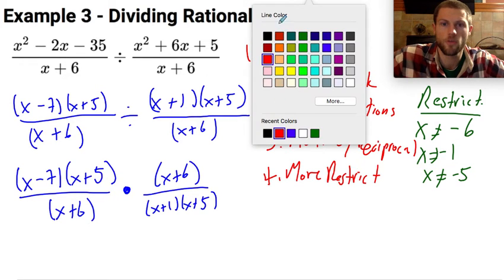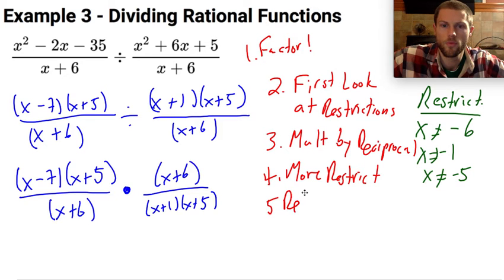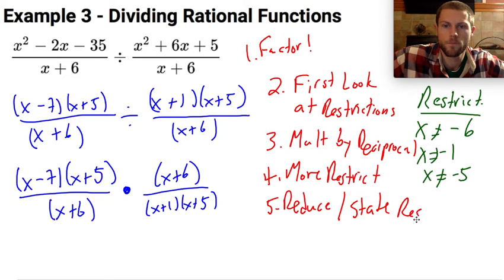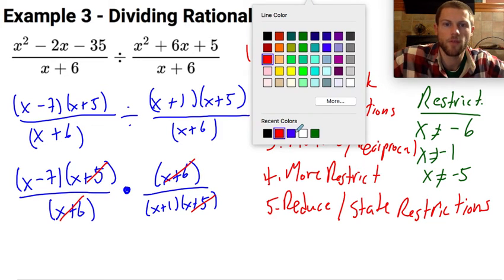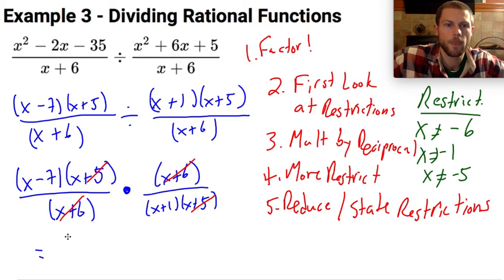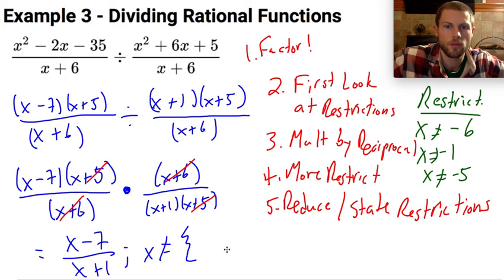Now we're going to do just like we did before. We're going to reduce, and then we'll state restrictions. All right, so let's see. I can reduce an x plus 5 here and an x plus 5 here, an x plus 6 here and an x plus 6 here, and all that I'm left with is x minus 7 over x plus 1. And I'll say that x cannot equal the set of numbers. Let's look at all my restrictions. I've got negative 6, negative 5, and negative 1.